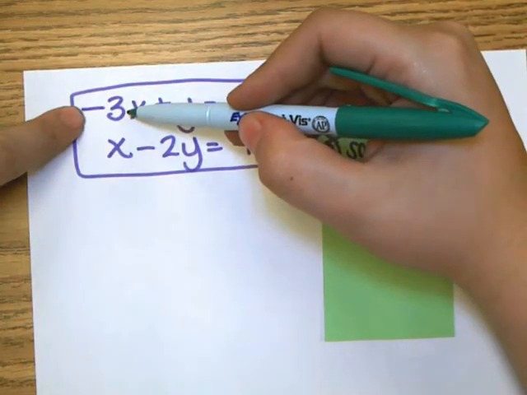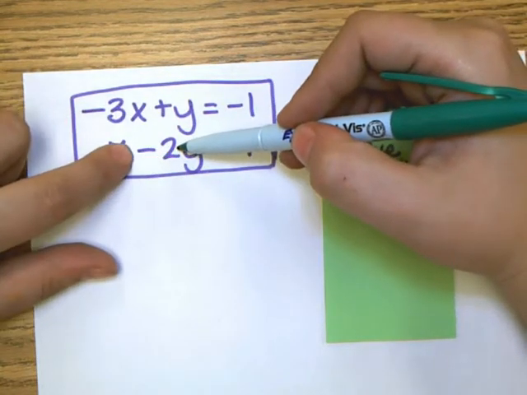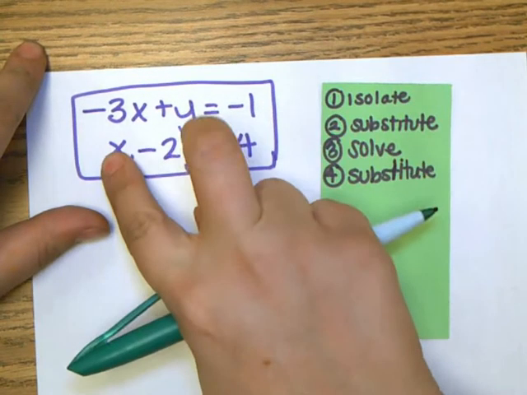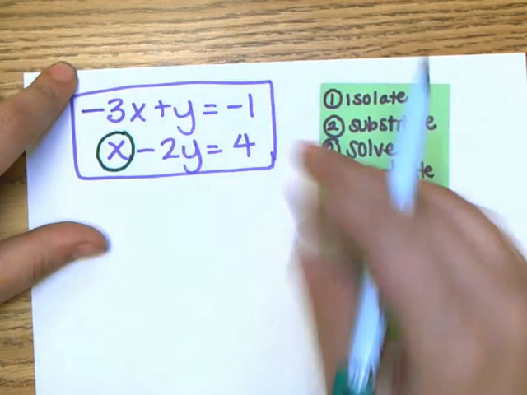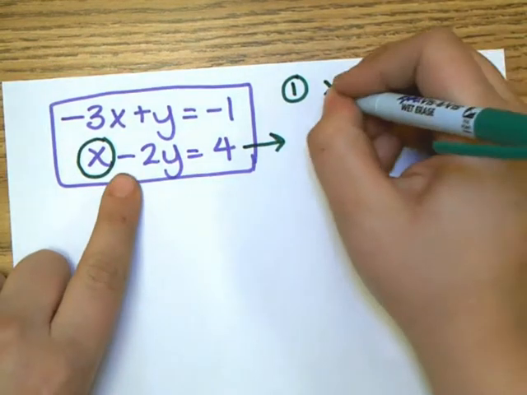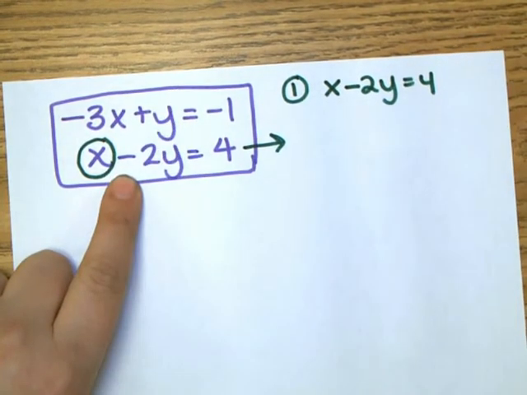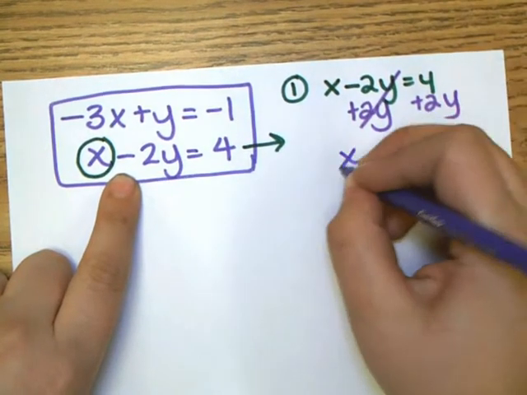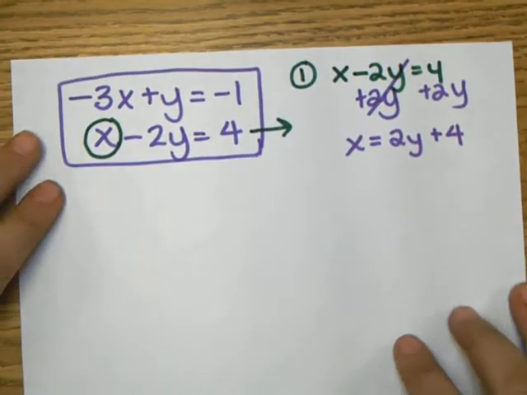Okay, let's do one final example here. So step 1 is to isolate. I wouldn't pick this x because it has a -3 coefficient. I wouldn't pick this y because it has a -2. I would either pick this one or this one. It does not matter. I'm going to go with the x this time. So I want to make that by itself. So step 1 is to get that x by itself. So again, I could have picked this one. That would have worked out just fine as well.